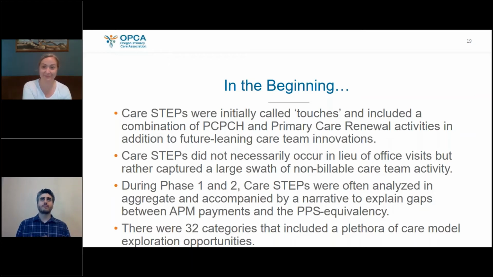At that point, we were just primarily concerned with capturing a big chunk of all the non-billable care team activity, if not all of it, really. In the beginning, during phases 1 and 2, care steps were often analyzed in aggregate because we weren't able to parse out those that happened in lieu of office visits. Those reports were also accompanied by narratives that helped explain any gaps that occur between APM payments and the PPS equivalency, which you'll start seeing on your quarterly reconciliation reports.